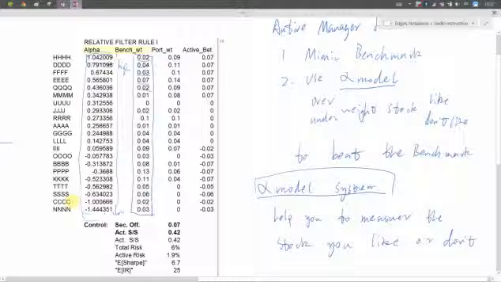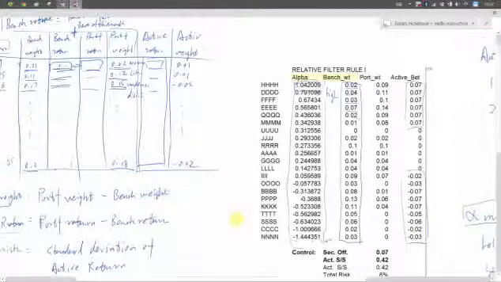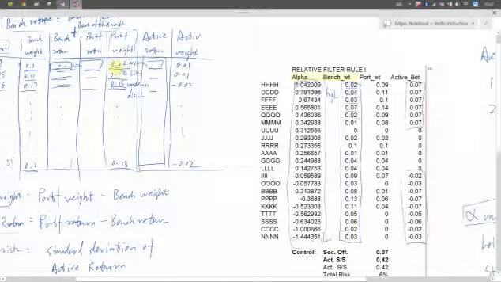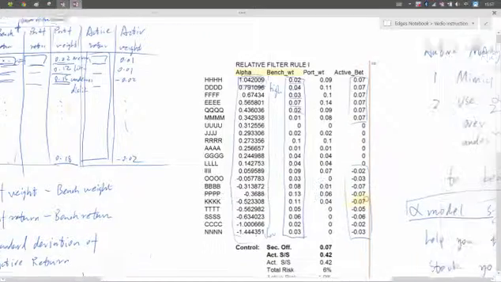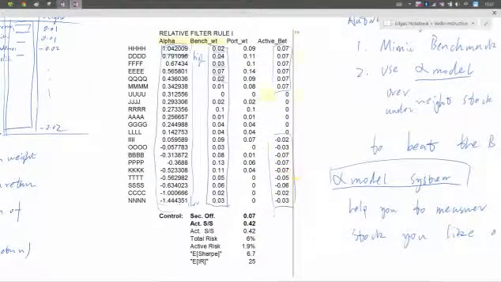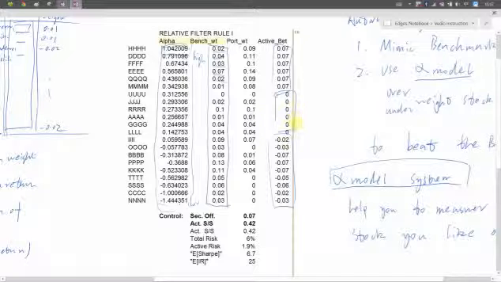Then we overweight some of the stocks we like and underweight some of the stocks we don't like. You remember that from the last video, right? We overweight some stocks we like in our portfolio, and underweight some we don't like. In the middle are the stocks we neither like nor dislike, but we do not want to discard them, so we use them to just mimic the benchmark.